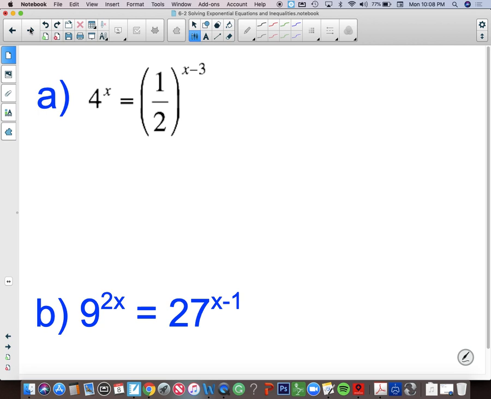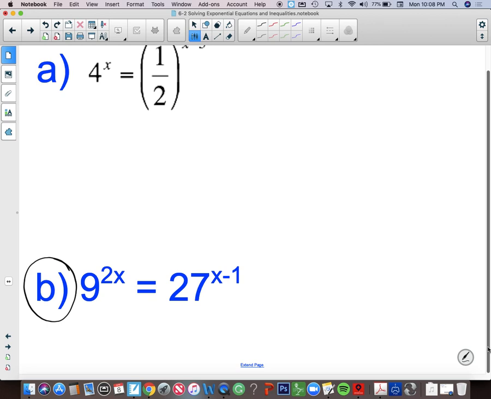So let's try B here first. Okay, so please pause the video, have students work on B, so give them about 2 to 3 minutes, and then press play again and have it work through the example for them. Okay?